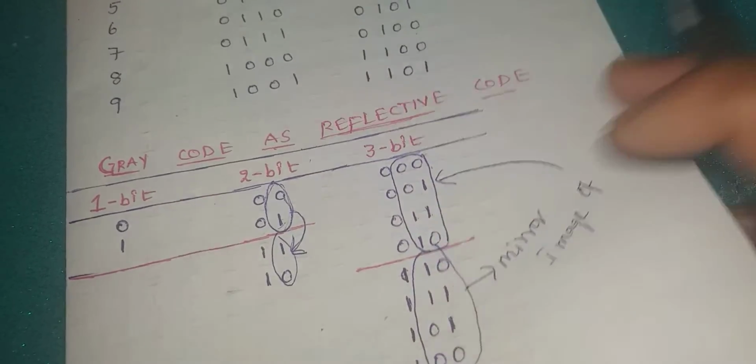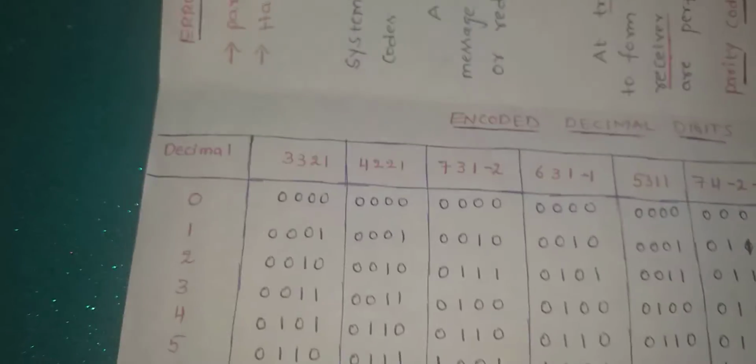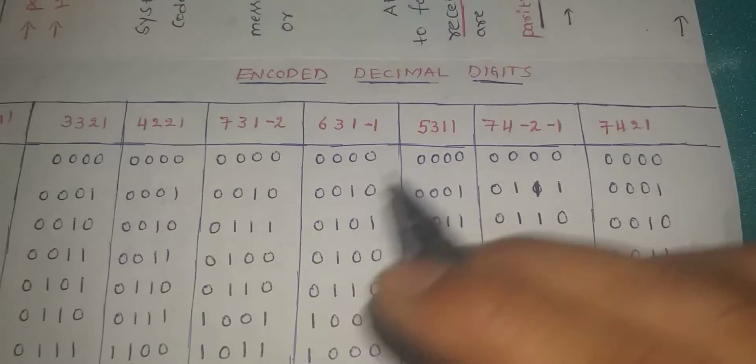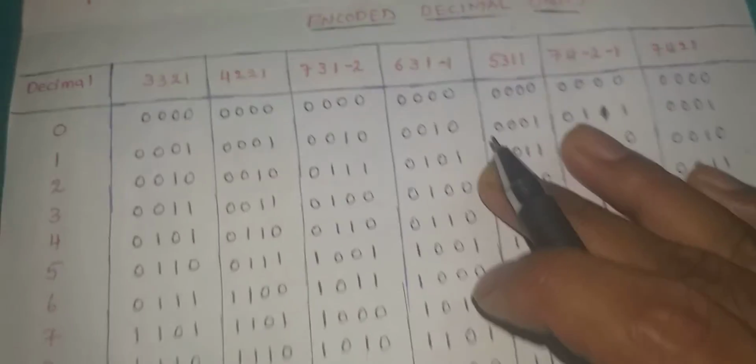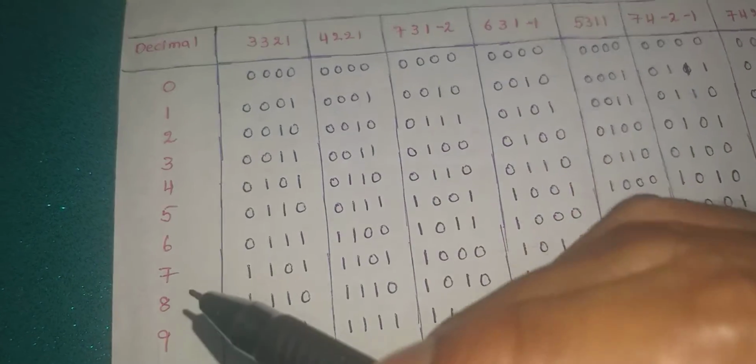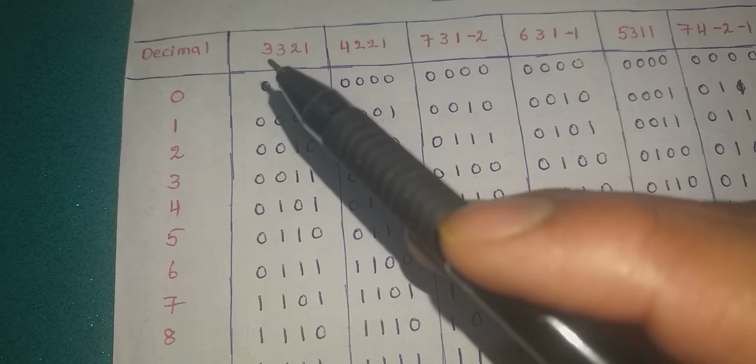Now we will see some encoded decimal digits. Look at each and every code here. I have taken the decimal numbers from 0 to 9. Now what is this code I have taken?